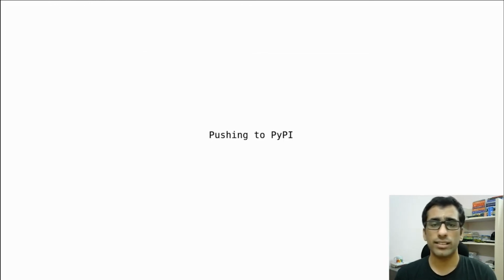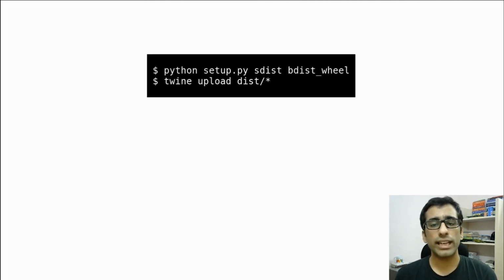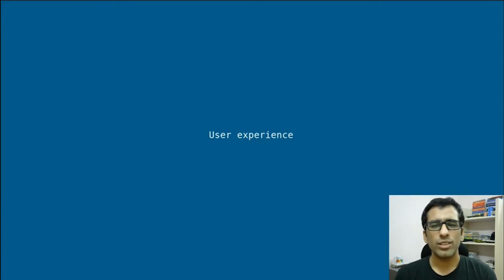And once we package our CLI, we can also push it to PyPI so that other people can install and use it. And to do this, we create a source distribution and a wheel using the setup.py and upload them to PyPI using Twine.